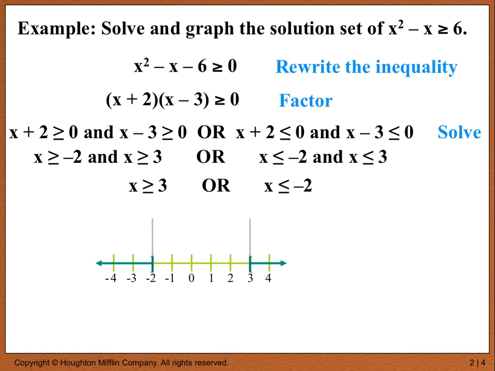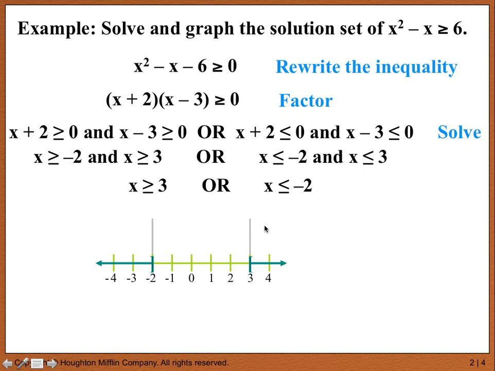I've got negative infinity to negative 2 shaded with a bracket because the endpoint is included since it's less than or equal to. And I have 3 to positive infinity shaded with a bracket because 3 is included since it's greater than or equal to 3.